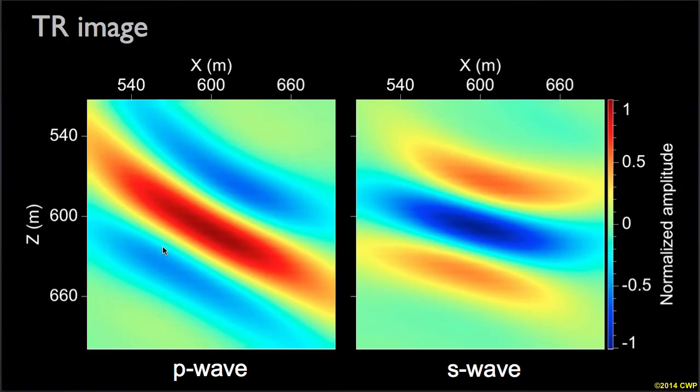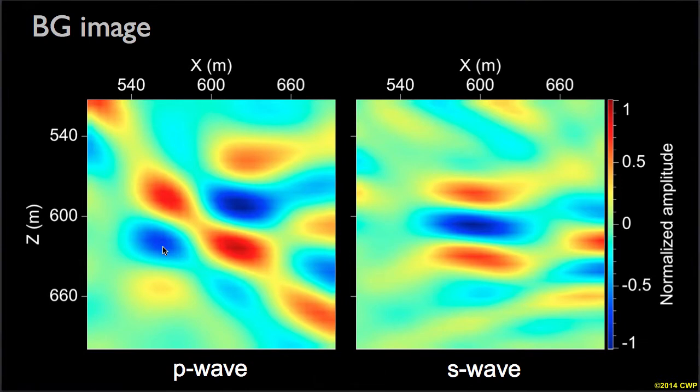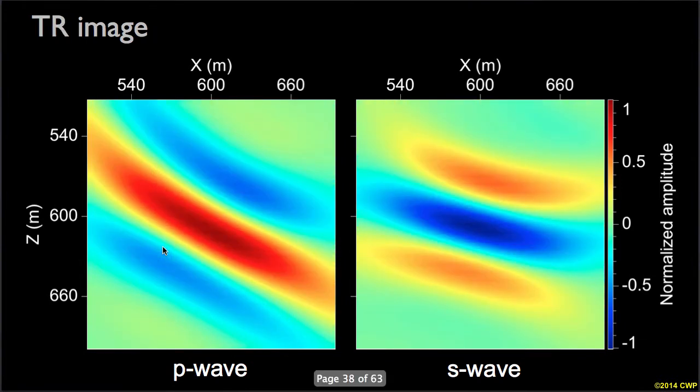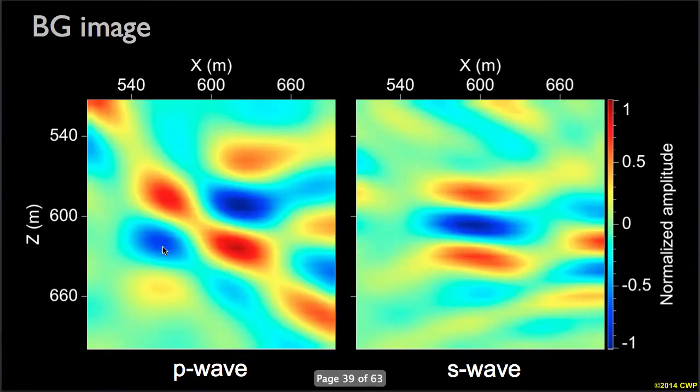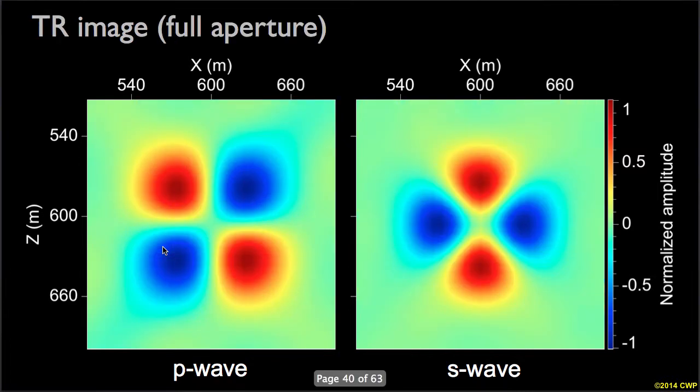Here, I'm going back to the time reversal image that I showed you earlier. And finally, I can compare this with the Backus and Gilbert image. So this is time reversal, this is Backus and Gilbert. And to see the improvement better, I'm going to compare this Backus and Gilbert image with the true image as we compute with the complete aperture time reversal.